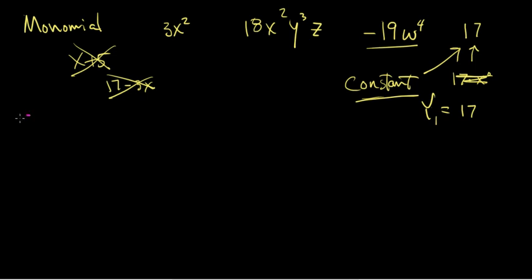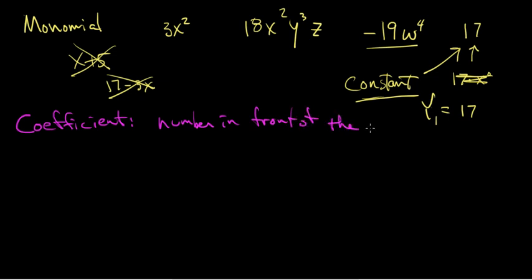Change colors. Coefficient: it's the number in front of the variable. Easiest way to describe it, the number in front of the variable. Example, x, what's your coefficient? 1, right? Negative 2t, what's your coefficient? Negative 2, of course. Remember, you have to have the sign with it.